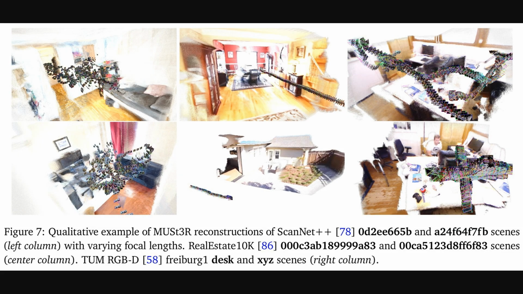And that robustness extends to another common real-world challenge: varying camera properties. This next set of examples from datasets like ScanNet++ and TEM-RGBD highlights the model's ability to handle varying focal lengths. A camera's focal length is basically its field of view, or how zoomed in it is. The fact that MUSt3R can produce these clean reconstructions of various indoor spaces, and even a backyard, without being told the camera's zoom level beforehand, is a really powerful demonstration of its uncalibrated reconstruction capabilities.